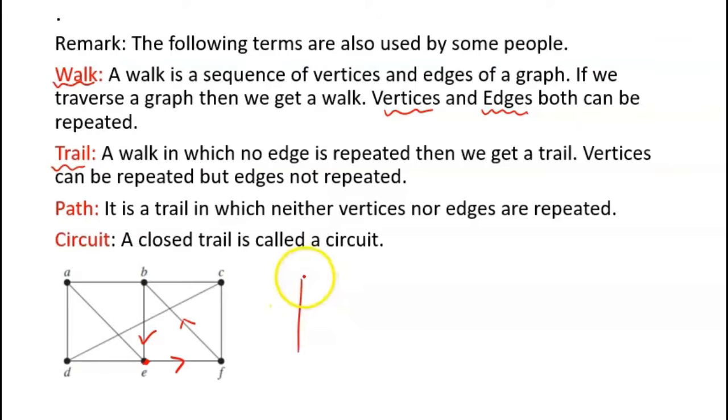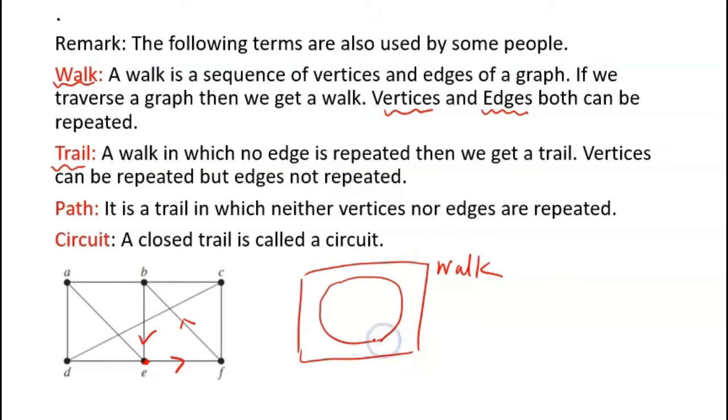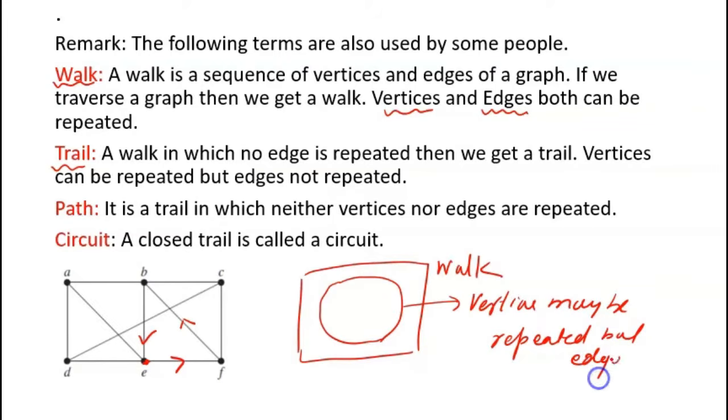If I consider it like this, the walk is the most general term. Then we have trail, in which the vertices may be repeated, but edges are not repeated. And we have path. A path is the most restricted thing, where neither the edges nor the vertices are repeated.